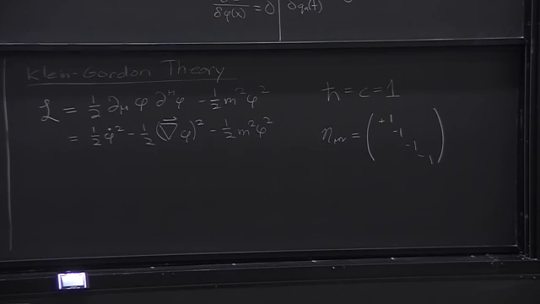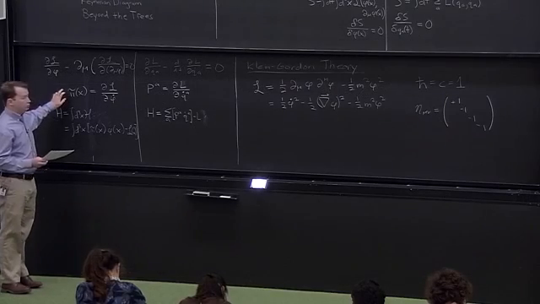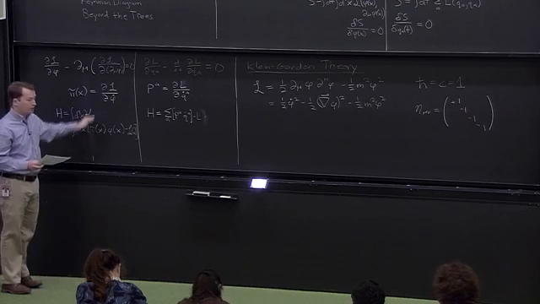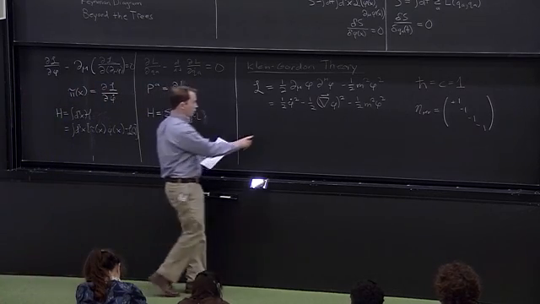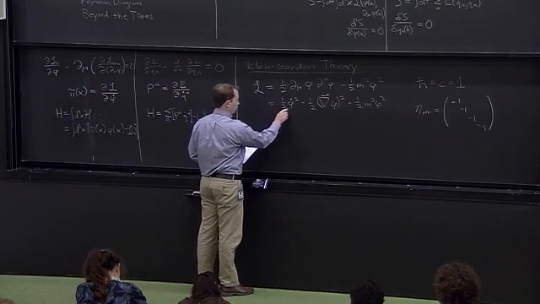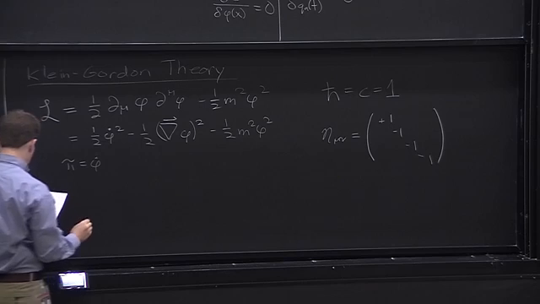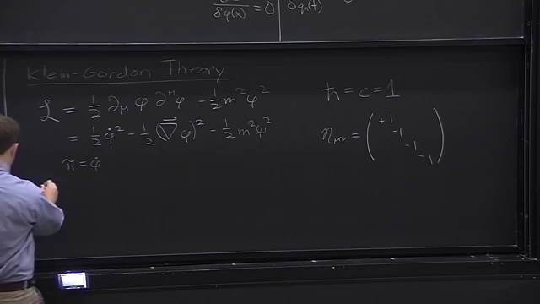Okay. So this is our Lagrangian. And we can then find the momentum just by taking the derivative with respect to phi dot. That's rather easy to do. We just get pi is equal to phi dot. And that lets us write the Hamiltonian.